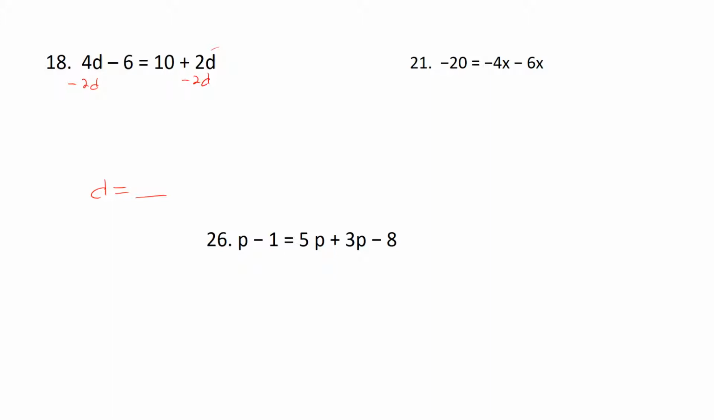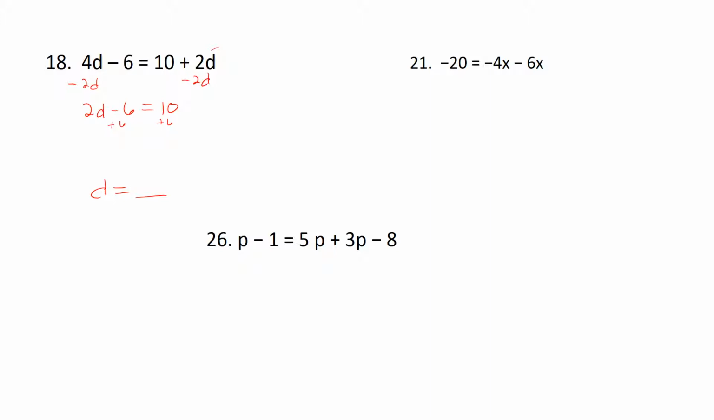4d minus 2d, that's 2d, minus 6. The 10 we didn't mess with. And the 2d minus 2d, that's gone, so that's what I wanted. But now the 6 is a trespasser on the left-hand side, right? The left is the letter side, so to get rid of him, I'll do the opposite. Same thing to both sides, remember?